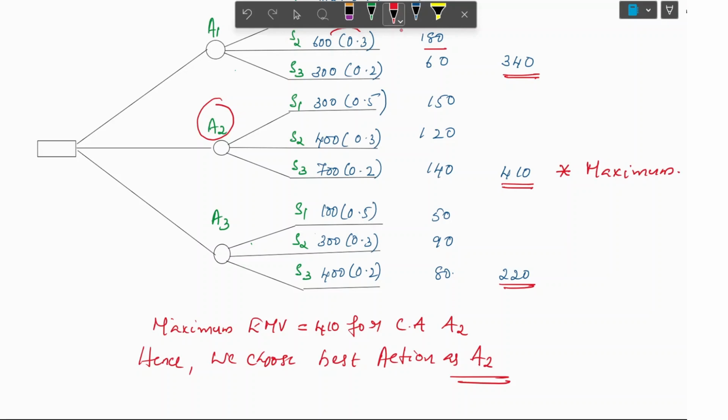Therefore, I always suggest you, whenever a decision tree comes, always use EMV criteria, not EOL criteria, because normally they'll give you EMV criteria only. That's why I clubbed these two things and showed you: how to calculate EMV without a tree, or with a tree to represent by the decision tree and then calculate. This is also for 5 marks. Just draw the figure neatly.